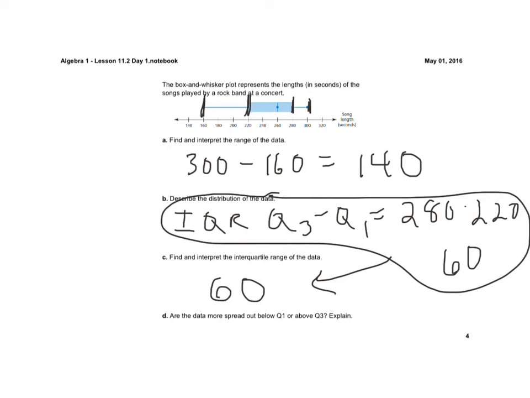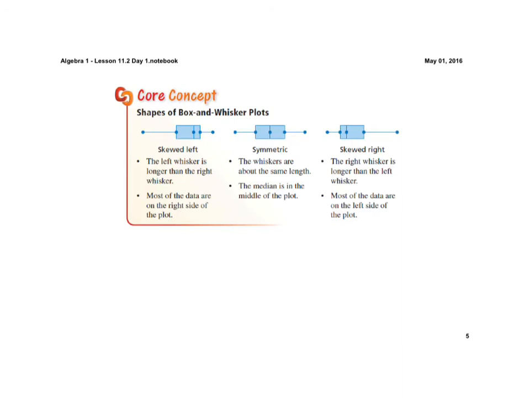And then, are the data more spread out below Q1 or above Q3? If we look at that, it looks like it's more spread out below Q1. All right, and so again, all we're doing is looking at a box and whisker plot and just discussing some of the variability of the data.